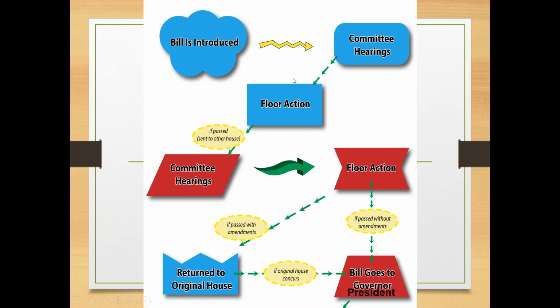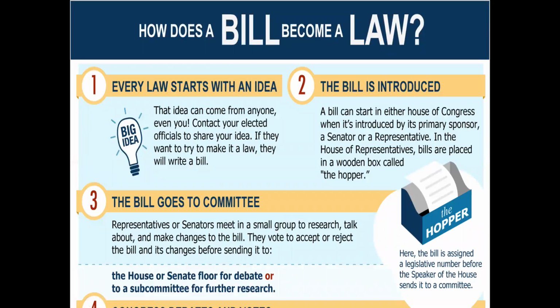If the committee approves of it, it goes down to the floor where everyone in either the House or the Senate votes on it. If it's passed through one, it goes to the other, and the process plays out again, committee, then floor, okay? If it passes both of them, then it goes to the governor or president, since we're focusing on the federal government here, and they have a choice of whether to sign the bill or not, okay?